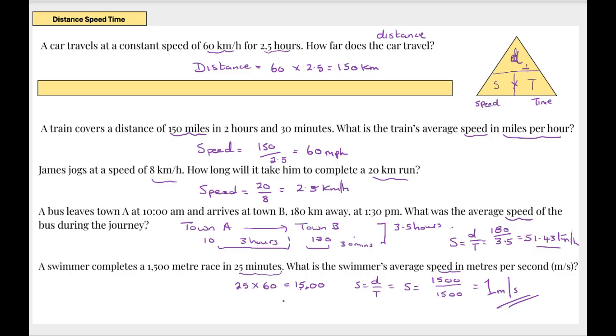Just some basic distance, speed, time questions. But they do get a lot harder. So, stick with it. You can do it.